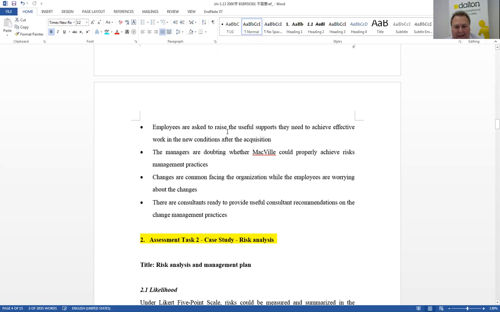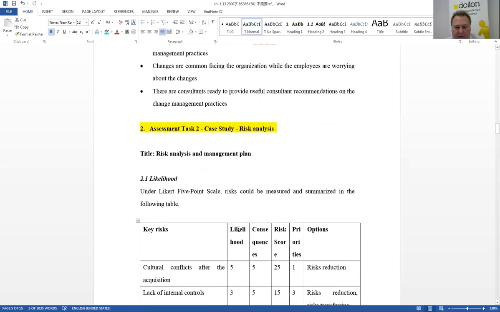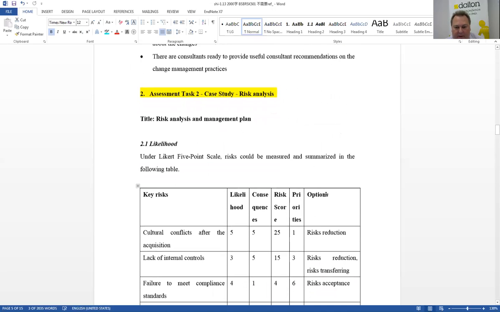So that leads us on to task 2, the case study risk analysis, where you were required to analyze the risks identified in the case study to assess the likelihood and consequences of the risk. So there it is. So my table: likelihood and consequences of the risks, and evaluate and prioritize the risks. So here I am prioritizing. There's my heading. And determine options for treatment of each risk. So there it is. There's my options.